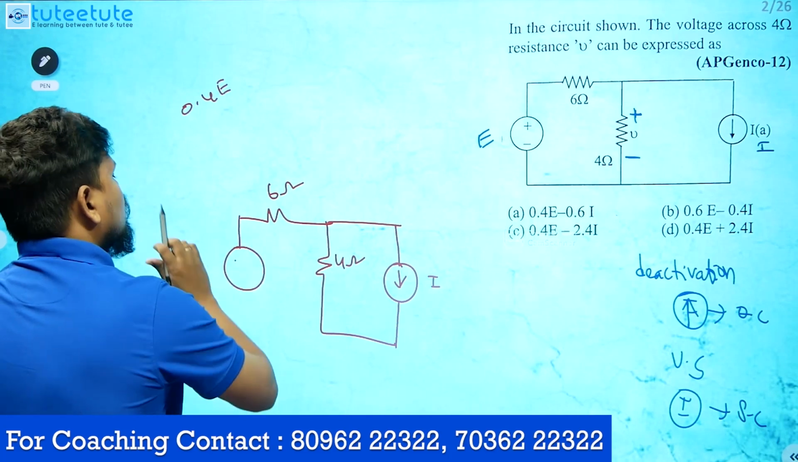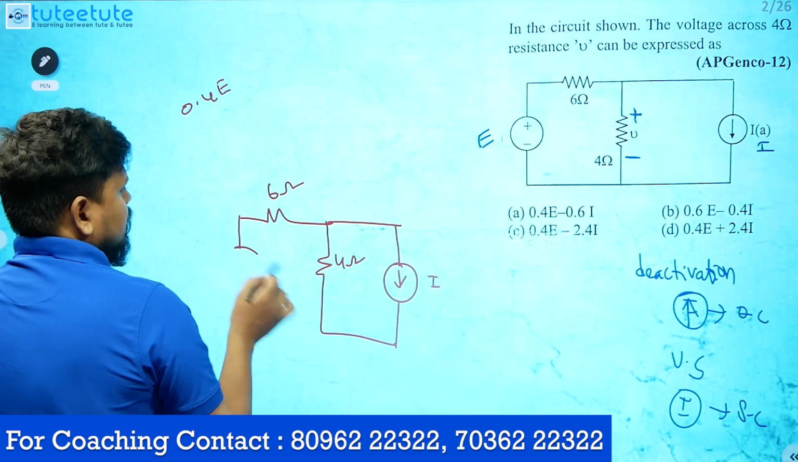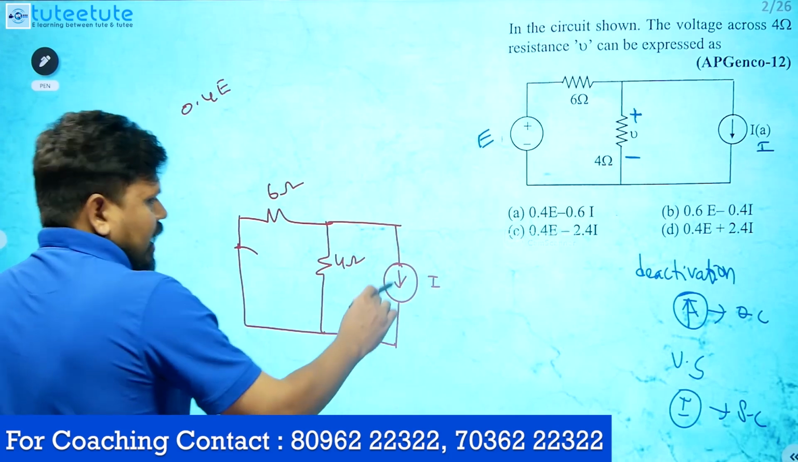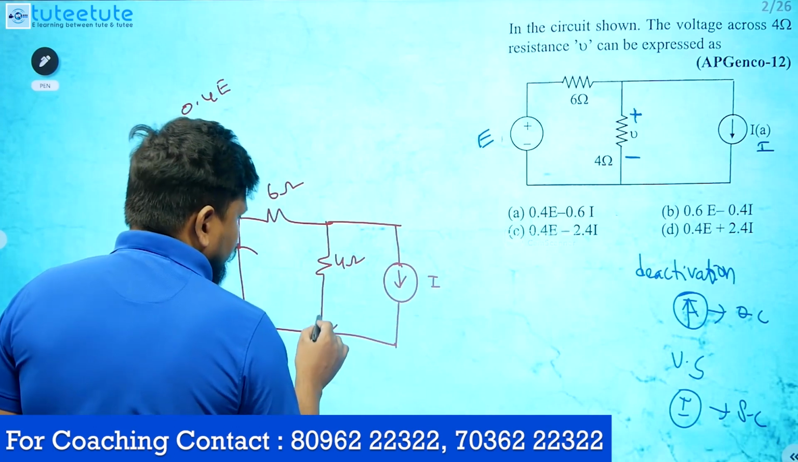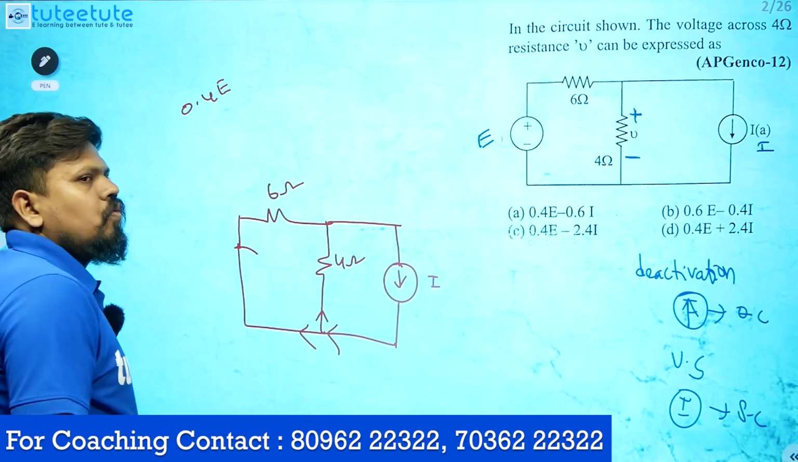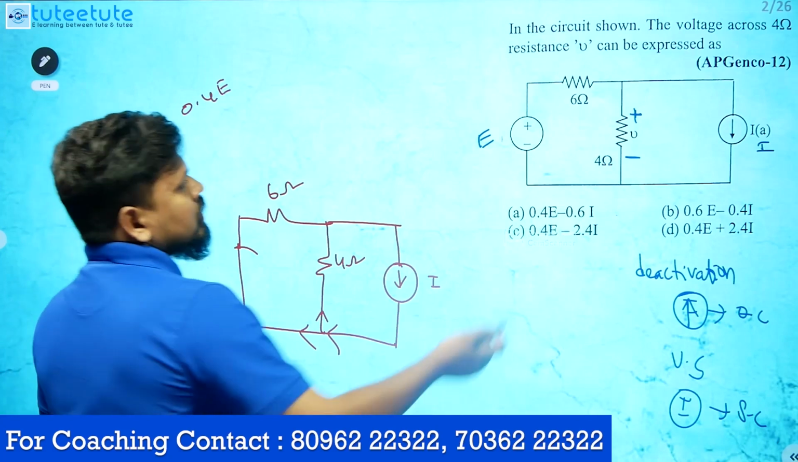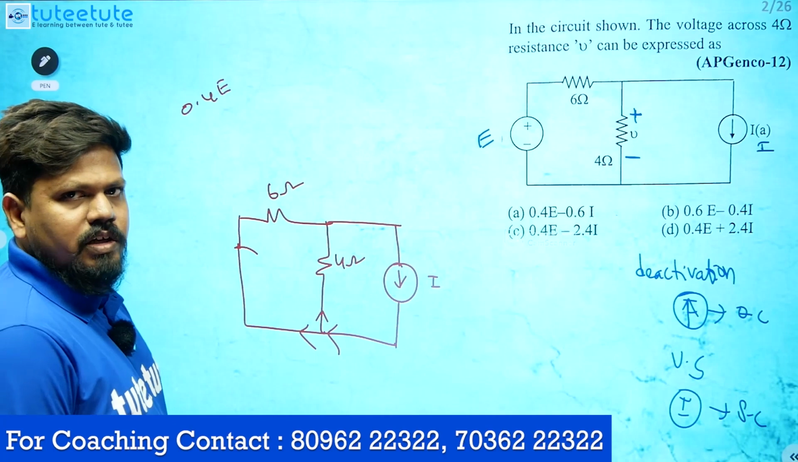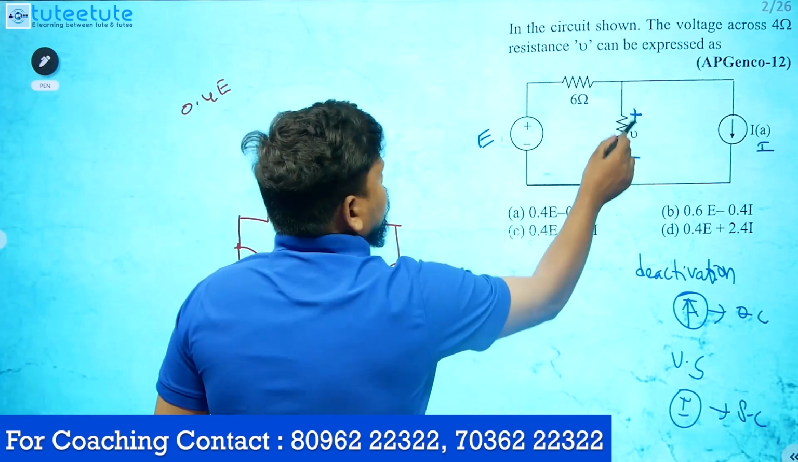Okay, so E, but we have to deactivate this one. This is a voltage source, so we have to short circuit it like this. Whatever current is going like this has to divide between these two. You need the voltage between these two terminals, understanding, right?